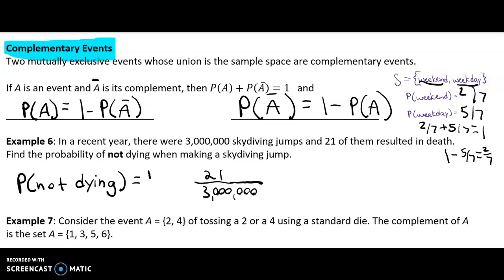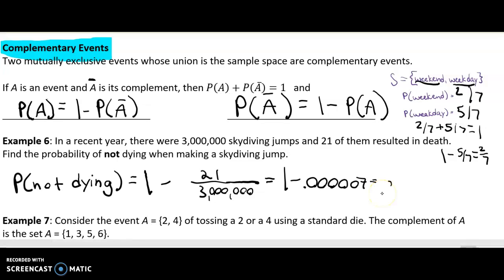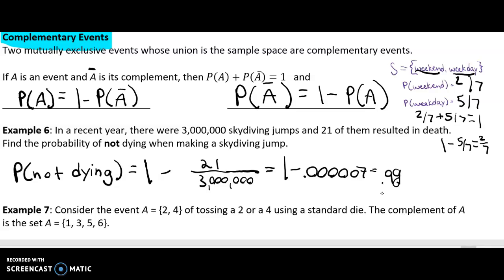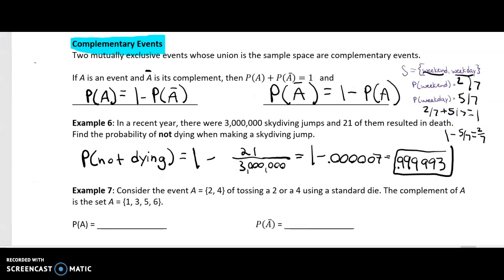So we can say that the probability of not dying would be 1 minus 21 over 3 million, or 1 minus 0.000007. That gives us 0.9999993. So chances are, if you skydive, you're going to live.